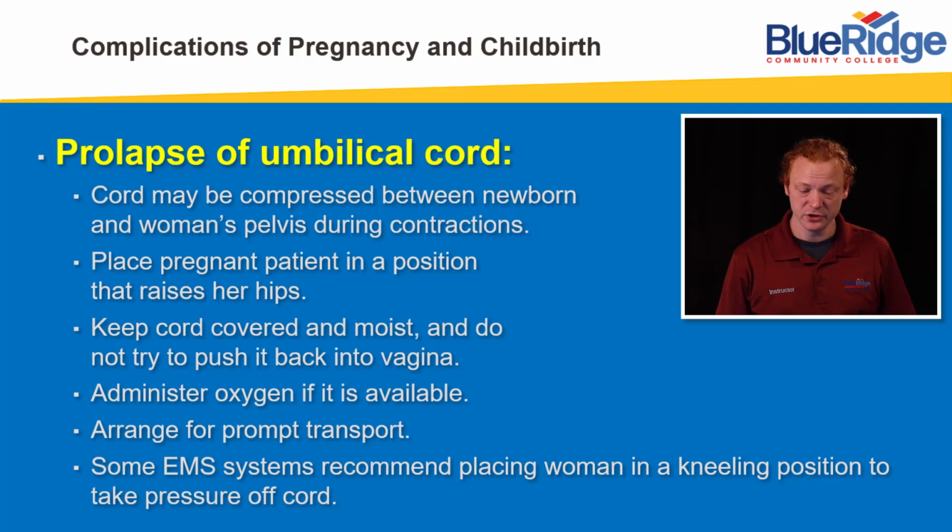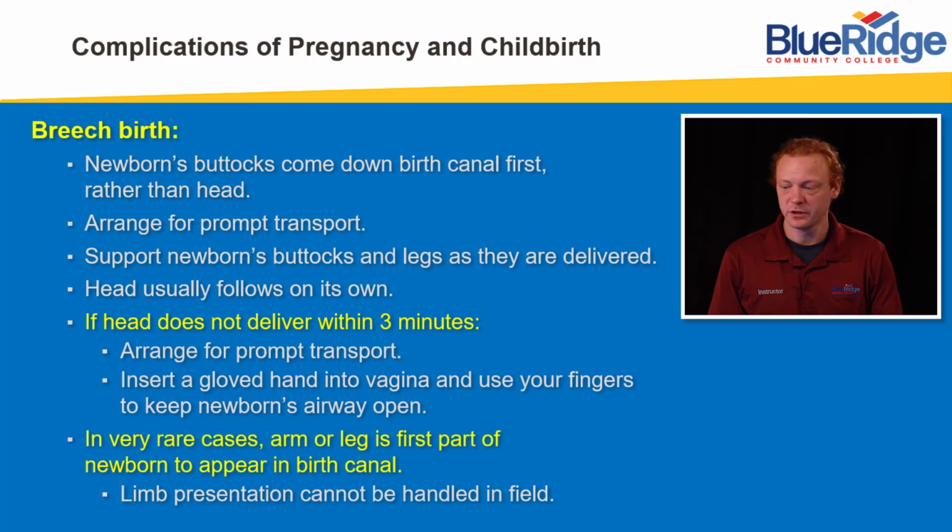Place the pregnant patient in a position that raises her hips and keep the exposed portion of the cord covered and moist, and do not try to push it back into the vagina. Administer oxygen to the pregnant patient. If it is available, arrange for that rapid transport. Some EMS systems recommend placing the woman in a kneeling position, and this alleviates pressure from the cord. You would want to check with your local protocols before having a pregnant woman get in that position.